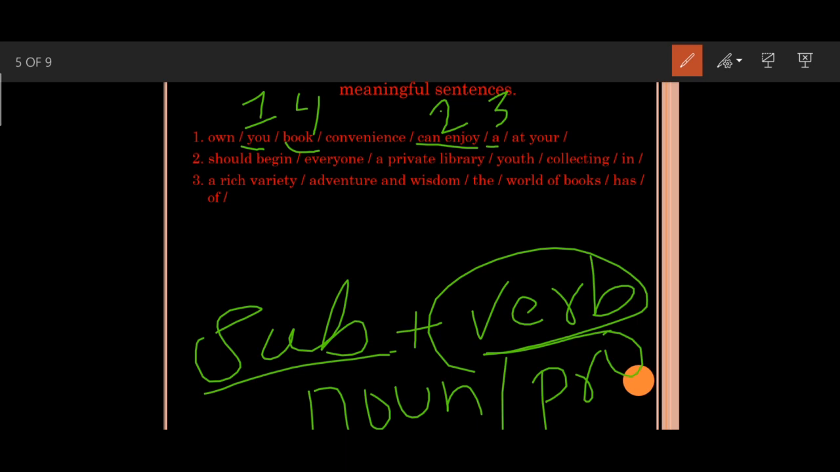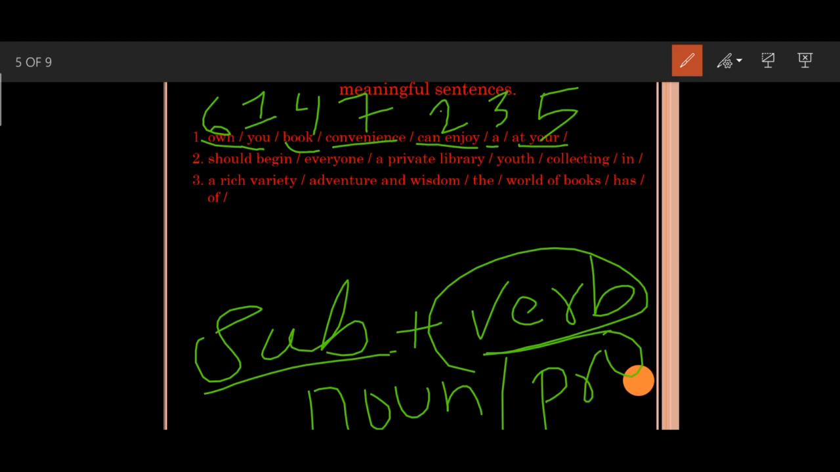So our sentence is now coming together. The sentence starts with you can enjoy a book. The next one, we only have 2 or 3 phrases left here, so it's now common sense. Number 5, you can enjoy a book at your own convenience. Simple, easy sentence. Once you find out the subject plus verb, the rest of the thing will be easy.